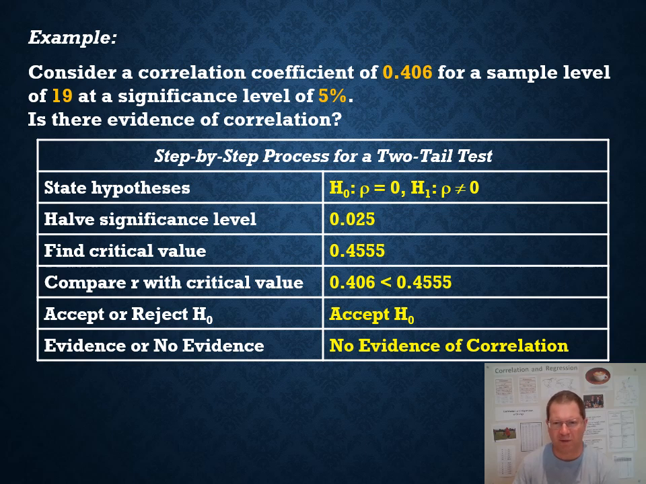We've got 0.406, that is obviously smaller than 0.4555. So that means that there's nothing to suggest our null hypothesis isn't correct. So we accept H0 and we say there is no evidence of correlation. And notice that our correlation coefficient is larger in magnitude than previously when we got negative 0.394. And this time we're saying there's no evidence, and before we were saying there is evidence, but that's because we have a different sample level.